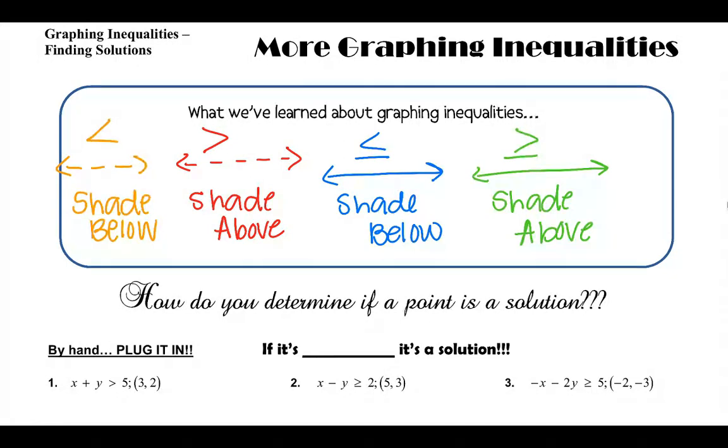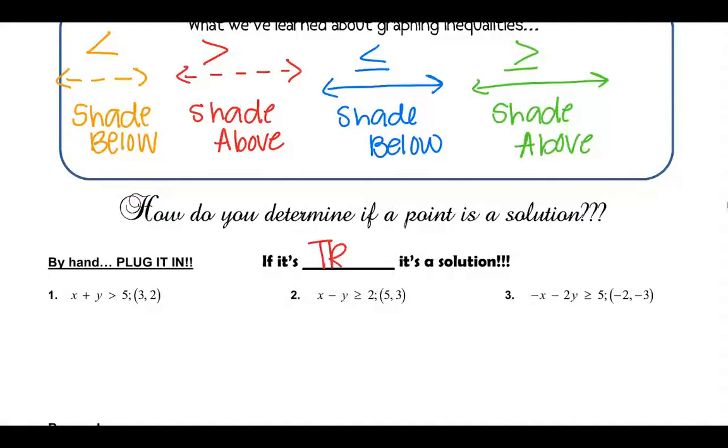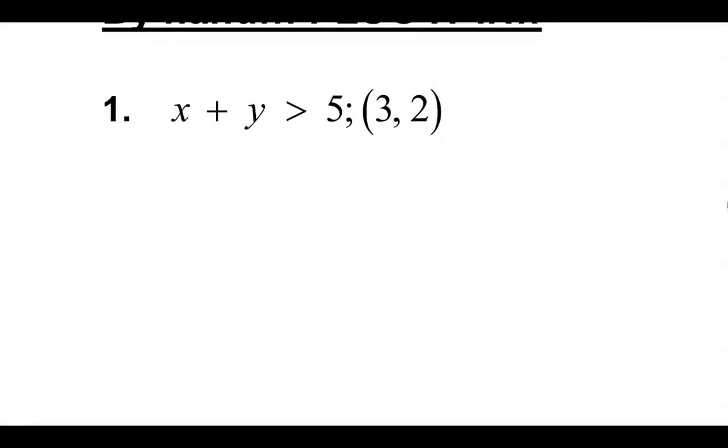Today we're talking about solutions. What is a solution to an inequality? What you're going to do is plug a point by hand into your inequality, and if what you plug in comes out as a true statement, then it is a solution. If it is a false statement, it is not a solution. So let's look at number 1. It gives me a point. Remember, points are given as x comma y. So I'm going to plug in my x value everywhere I see an x, and my y value everywhere I see a y.